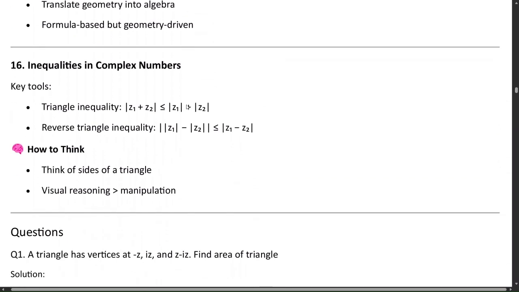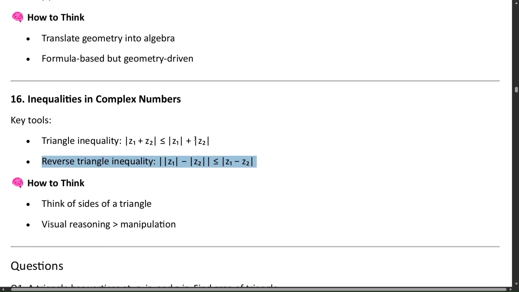These are some inequalities in complex numbers. These come directly from triangle geometry. For example, the triangle inequality: mod of z1 plus z2 is less than or equal to mod of z1 plus mod of z2, and the reverse triangle inequality is mod z1 minus mod z2 is less than or equal to mod of z1 minus z2. They help us bound expressions involving modulus. So think of these like sides of a triangle.